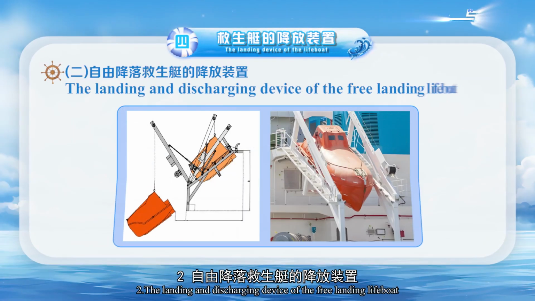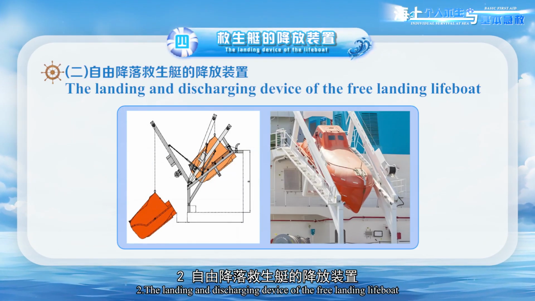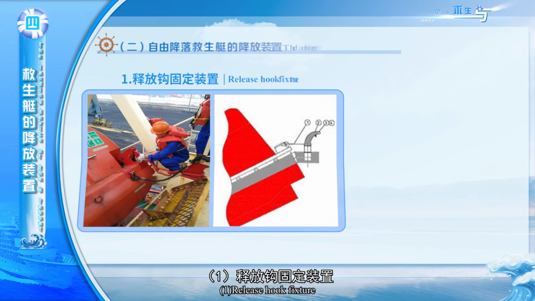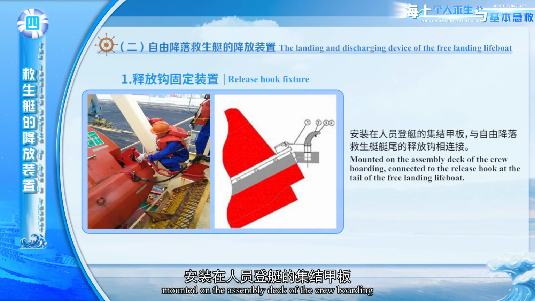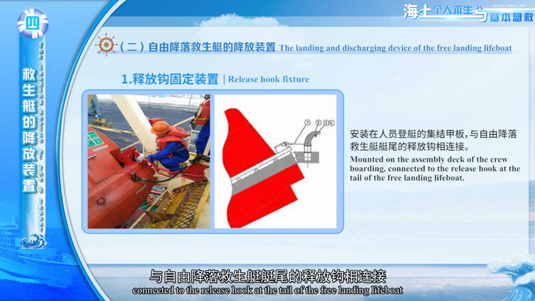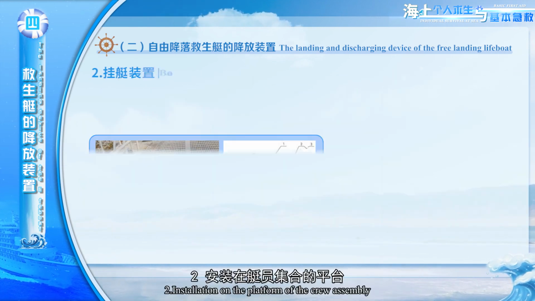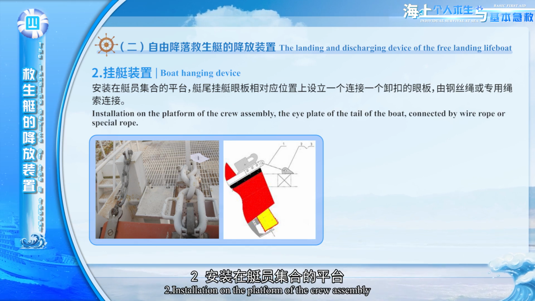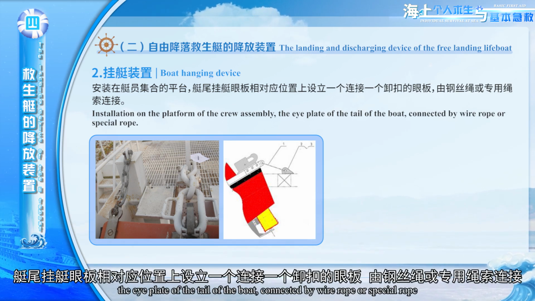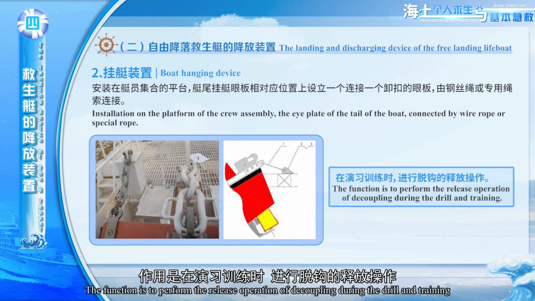2. The launching and releasing device of the free-fall lifeboat. 1. Release hook fixture, mounted on the assembly deck of the crew boarding, connected to the release hook at the tail of the free-fall lifeboat. 2. Installation on the platform of the crew assembly, the plate at the tail of the boat, connected by a wire rope or special rope. The function is to perform the release operation of decoupling during drills and training.